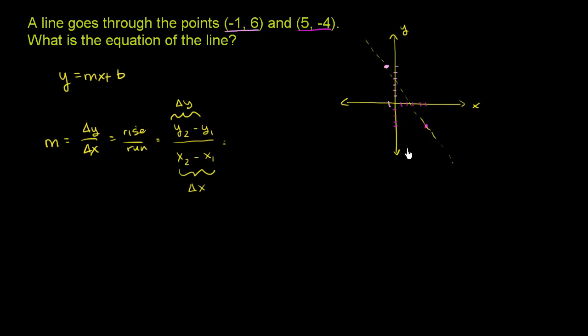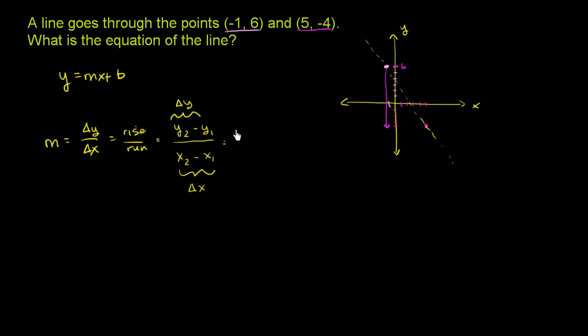So what is our change in y? We started at y is equal to 6, and we go down all the way to y is equal to -4. That is our change in y. You could look at the graph and say, if I start at 6 and I go to -4, I went down 10. Or if you just want to use this formula here, it'll give you the same thing.